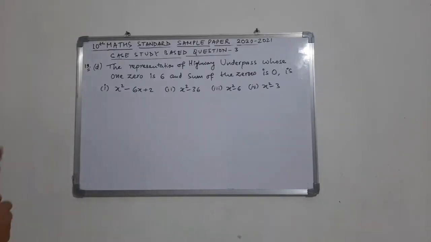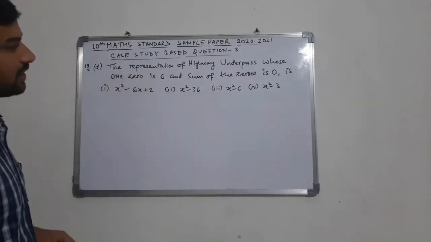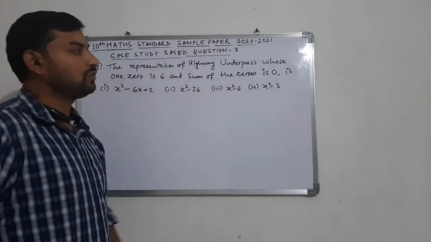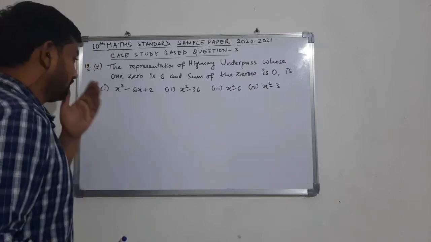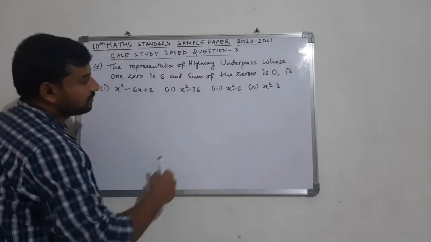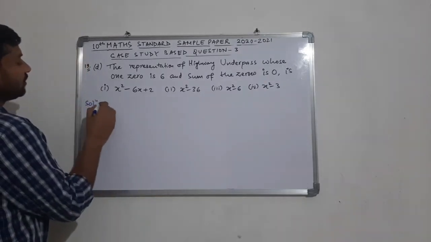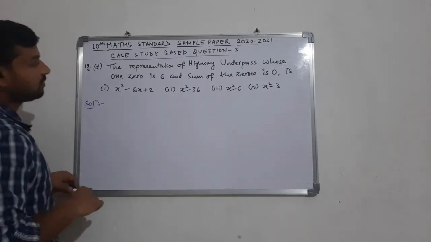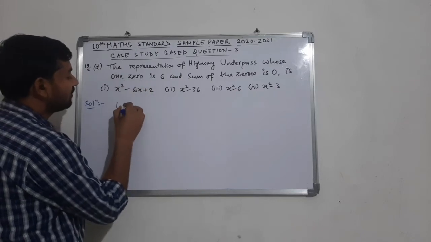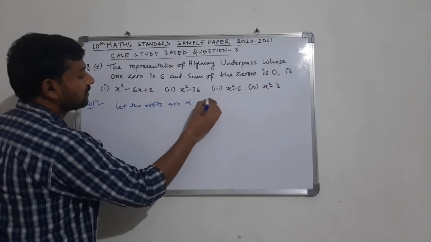Now let us come to the fourth part of question number 19. The question is: the representation of highway underpass whose one zero is 6 and sum of the zeros is 0 is. First option x square minus 6x plus 2, x square minus 36, x square minus 6 and x square minus 3. So this is related to the relationship between the zeros and coefficients. Here one zero is given. Let the roots be alpha and beta.